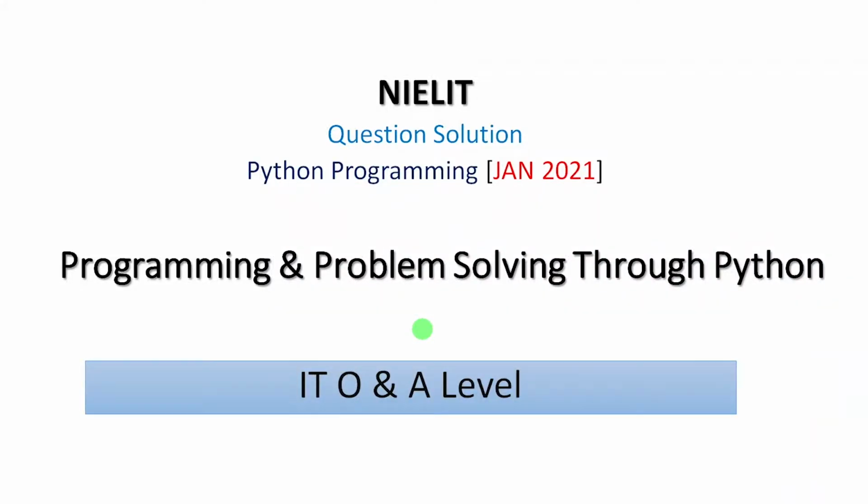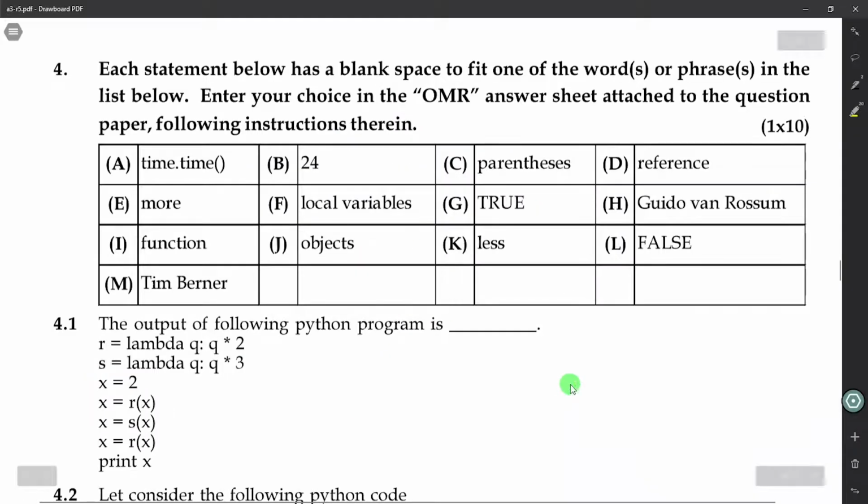So, in this series of classes, we are solving NIELIT previous year question papers for Python programming. This is the subject name, programming and problem solving through Python. Question paper for January 2021. This subject is common for both ITO and IT A level. So, this is the question.